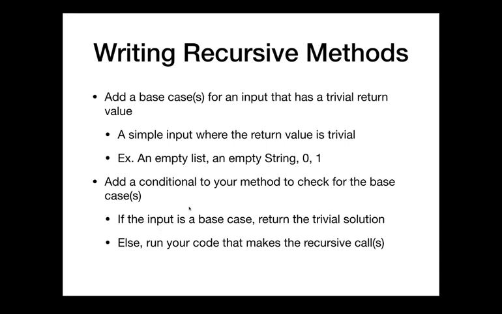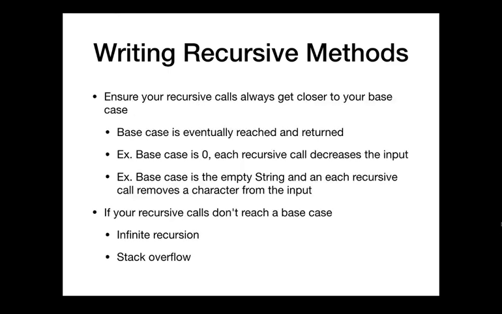And conditionally run your base case or your recursive case. Either you're returning a trivial solution or you're making recursive calls to get down to that trivial solution. And then finally, ensure your recursive calls always get you closer to your base case. If your base case is 1, on any input of size n, assuming we don't have negative numbers, any input of size n better only be making recursive calls on inputs smaller than n. Always get closer to your base case.